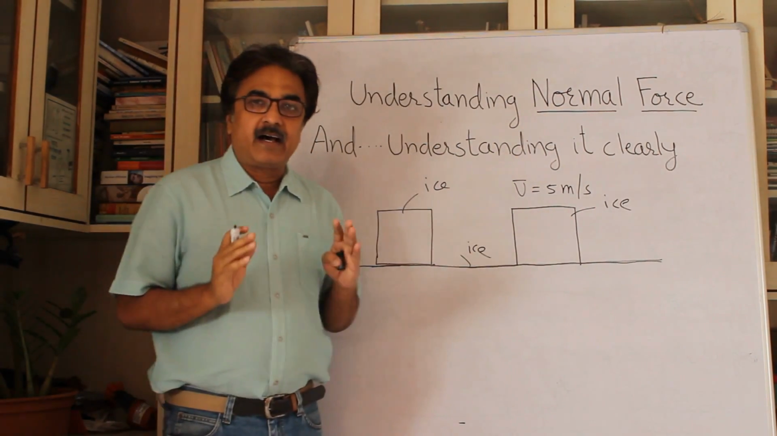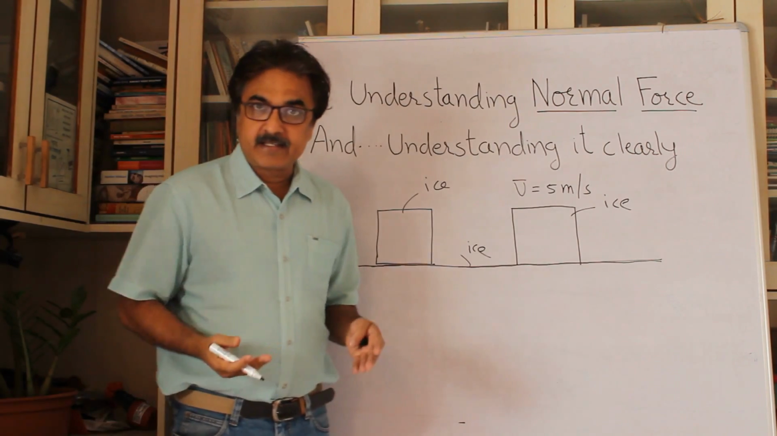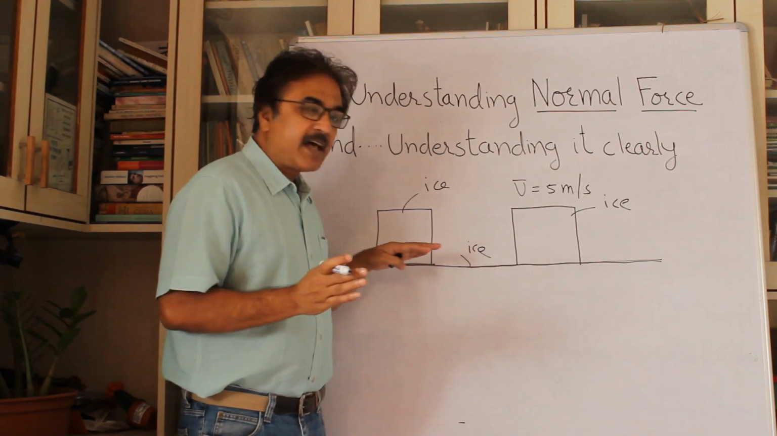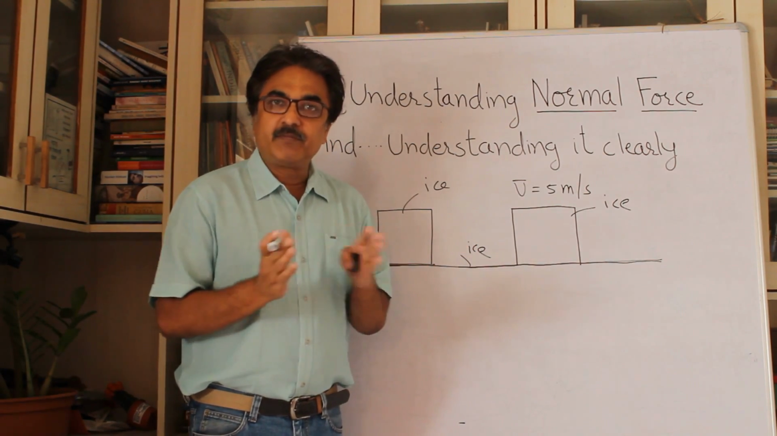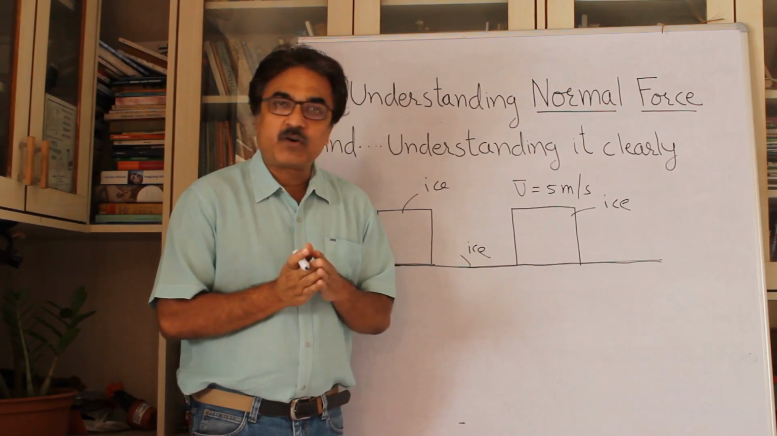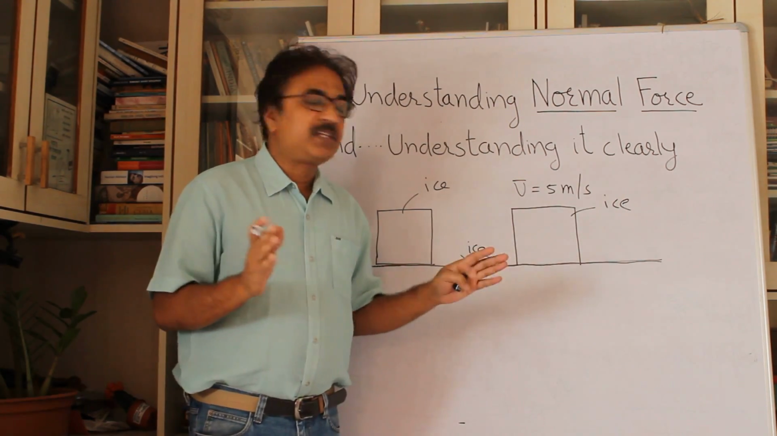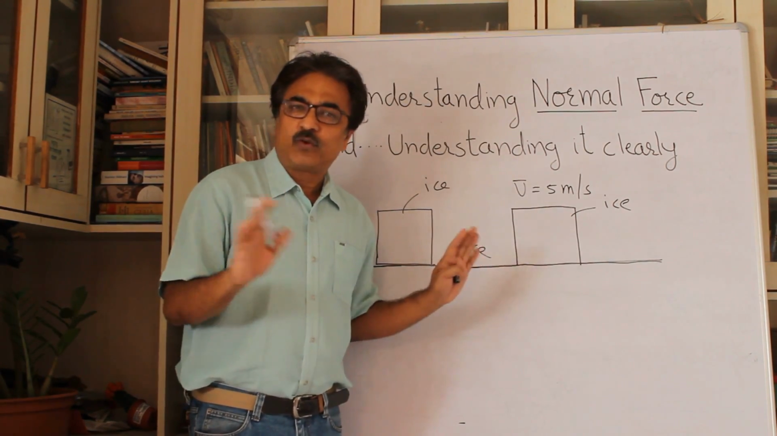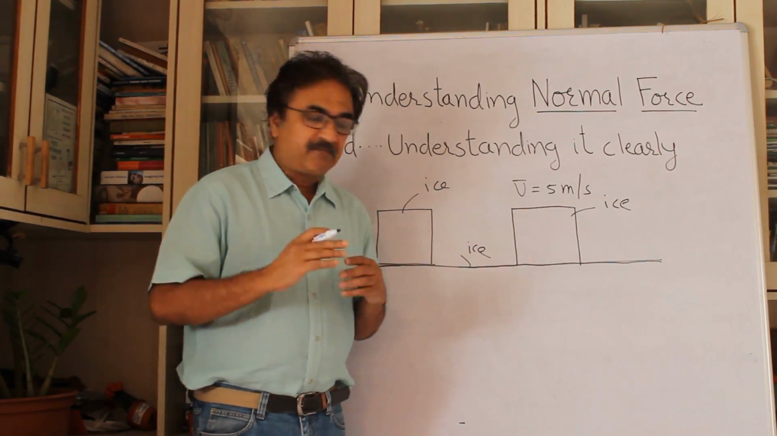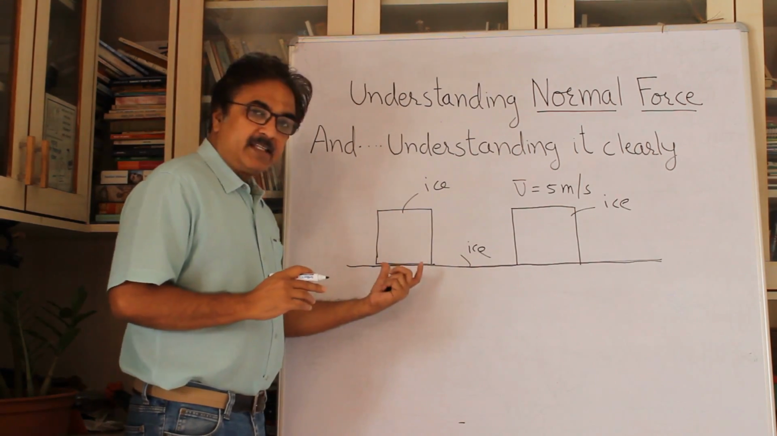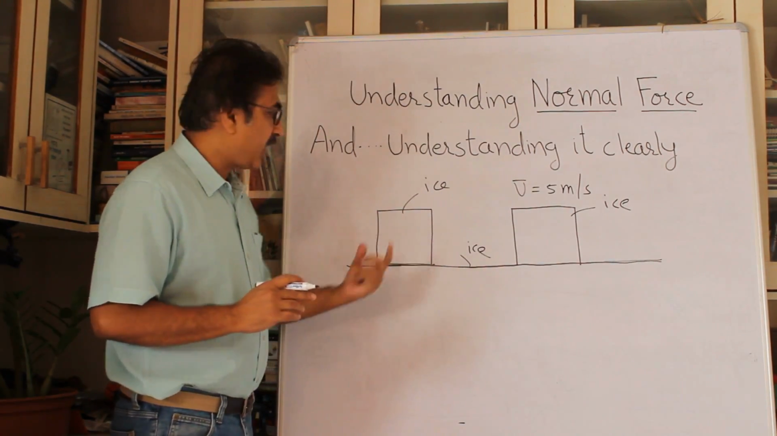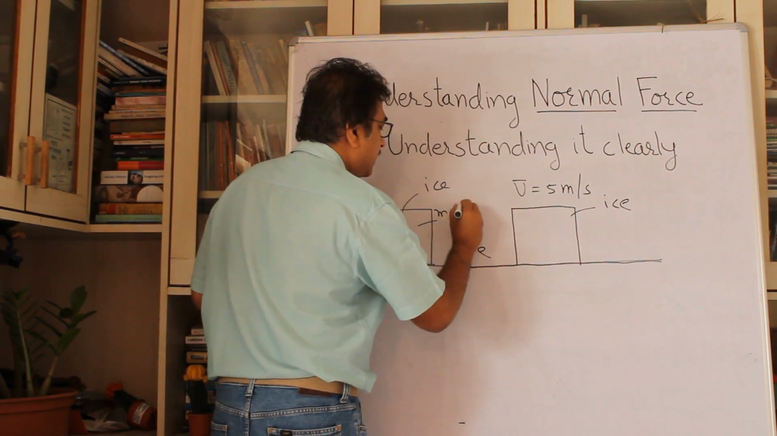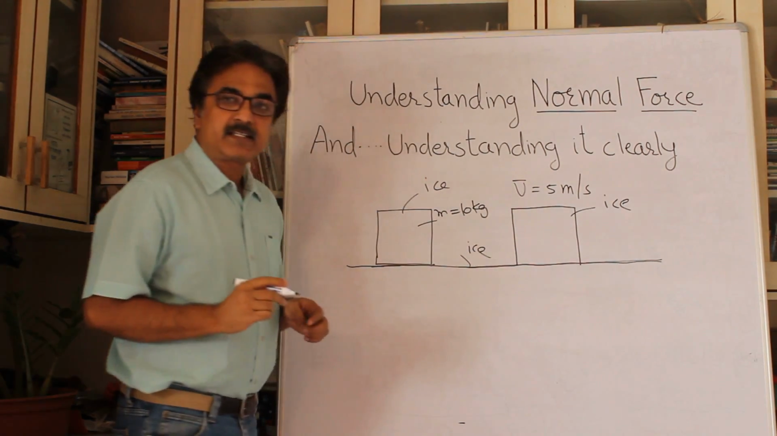The reason why I'm choosing ice over ice is that I want to get rid of frictional force. So we can assume friction to be zero, friction between the surfaces that are making contact. That's the only reason, because we'll bring in friction later. Okay, so this ice will have certain weight. Let's say its mass is 10 kg.